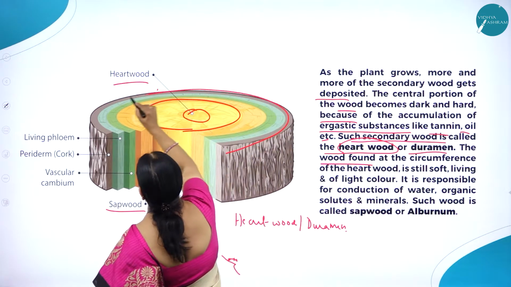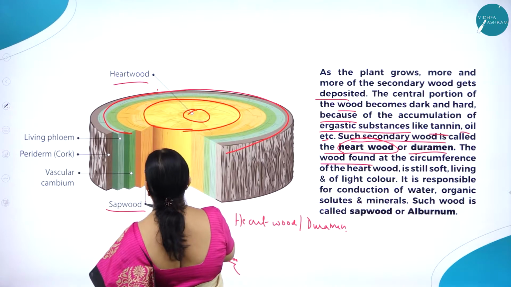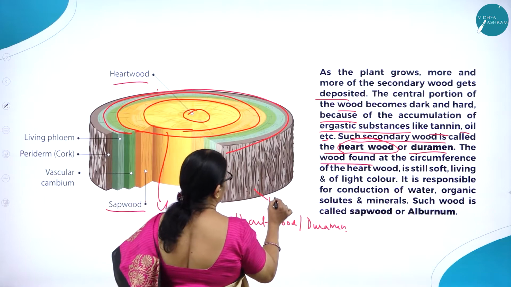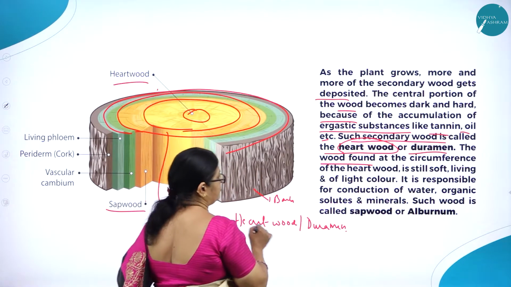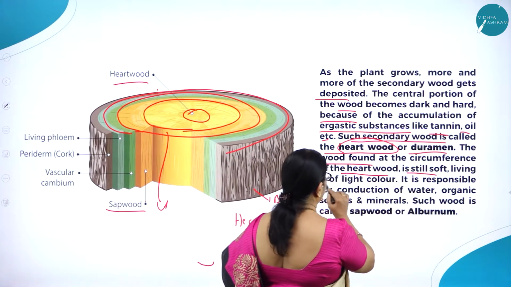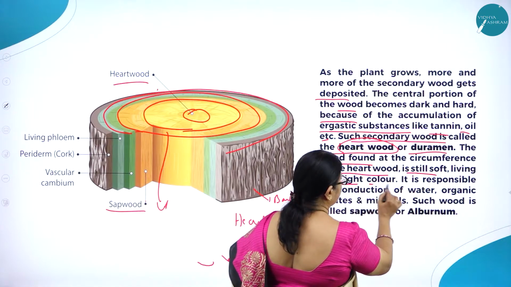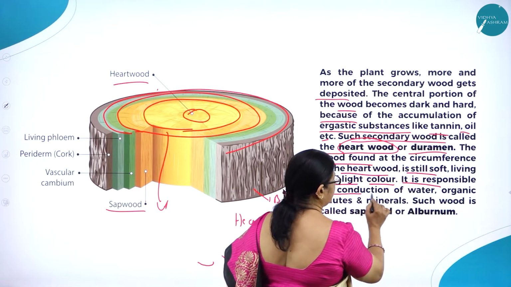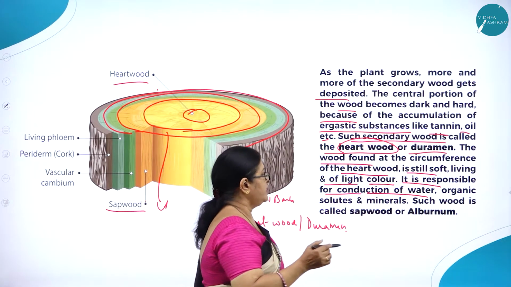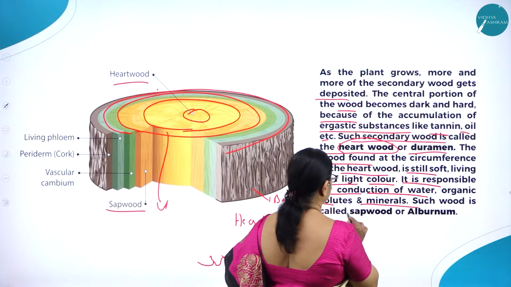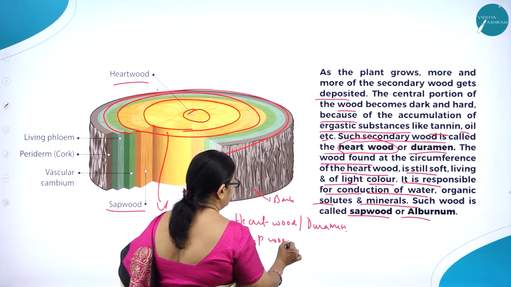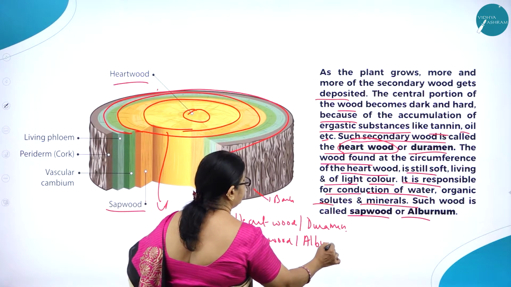Then the wood found at the circumference is called the sapwood. Here you can see the wood that is found in the circumference. This is called bark. So this is called sapwood. The wood found at the circumference of the heartwood is still soft, living, and light in color. It is responsible for conduction of water. So the heartwood is not responsible for conduction of water, right? The organic solutes and minerals, such wood is called sapwood, or it is called alburnum.